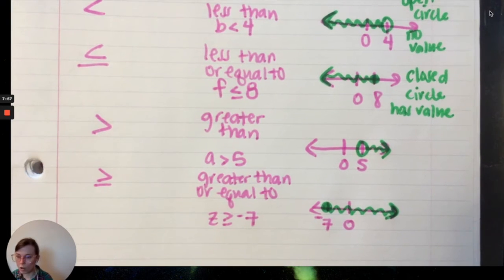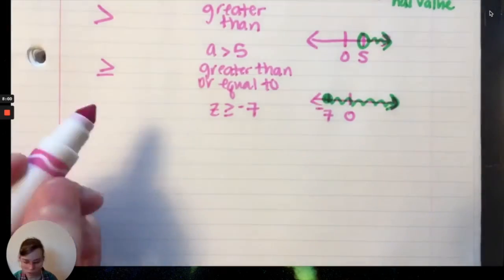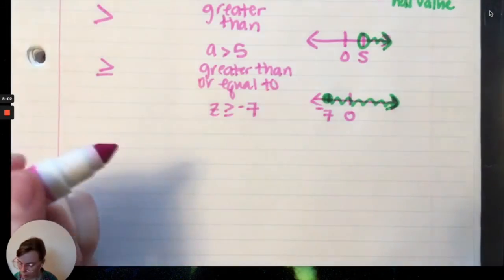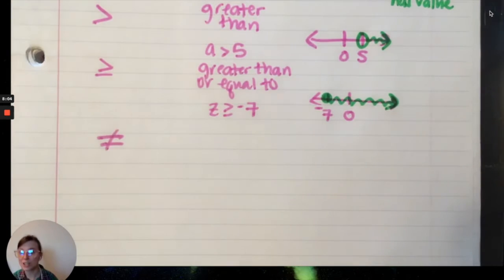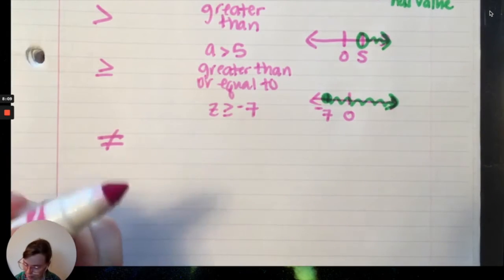And we have one more, and then we have a little tiny cross section at the bottom. Okay, so our last one is the strictest inequality of them all because it's literally not equal to. So this one is not equal to.